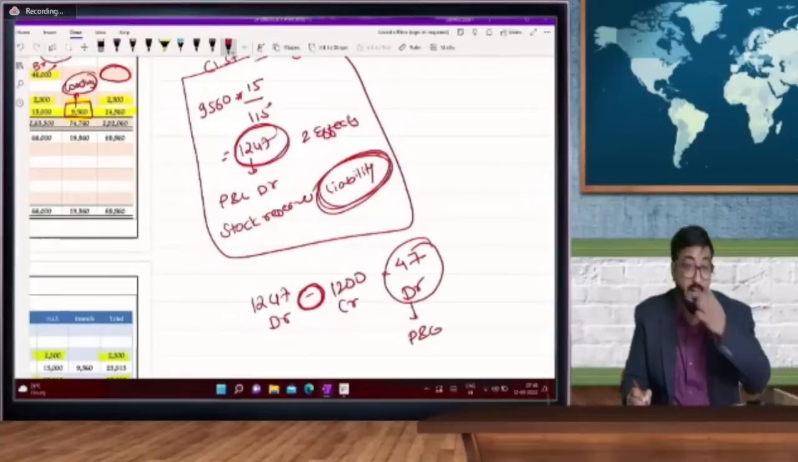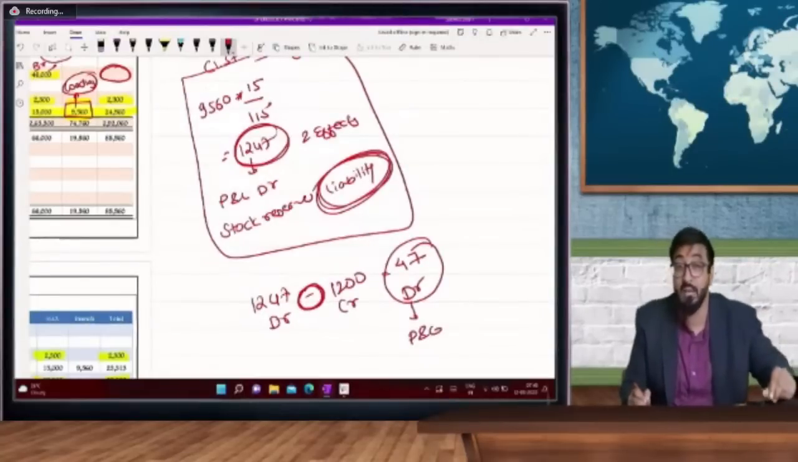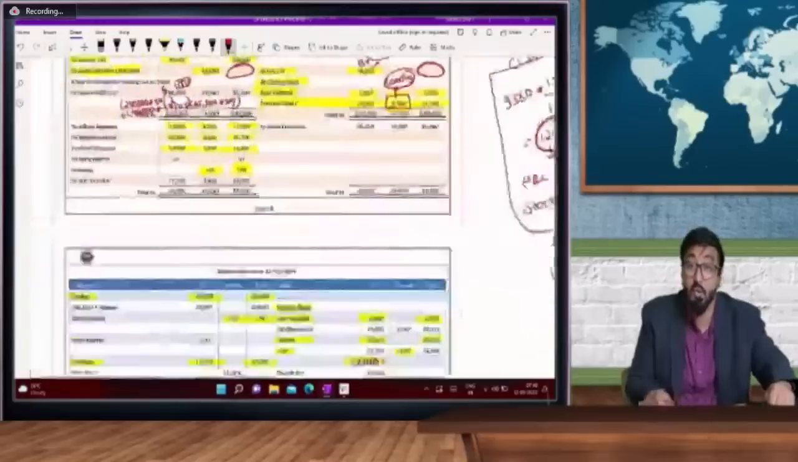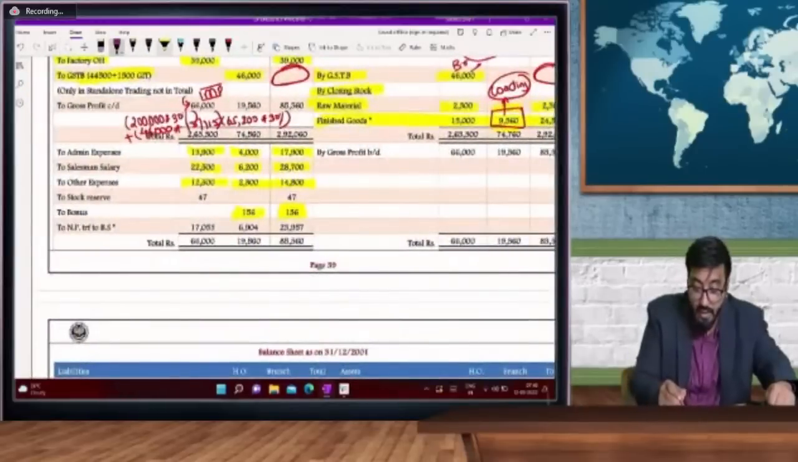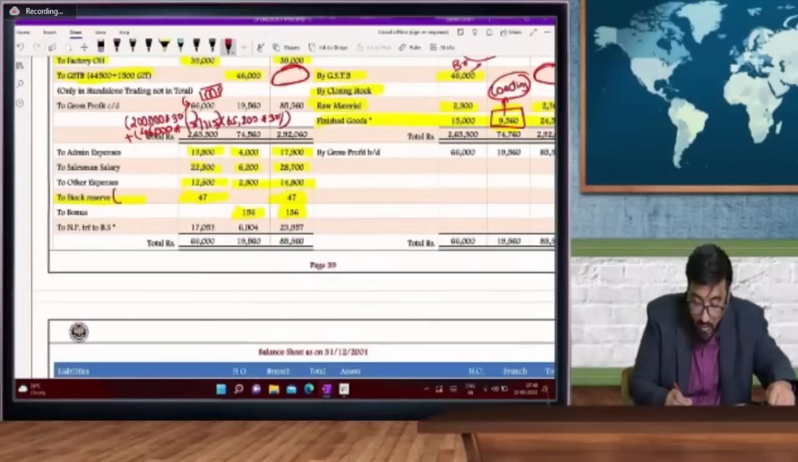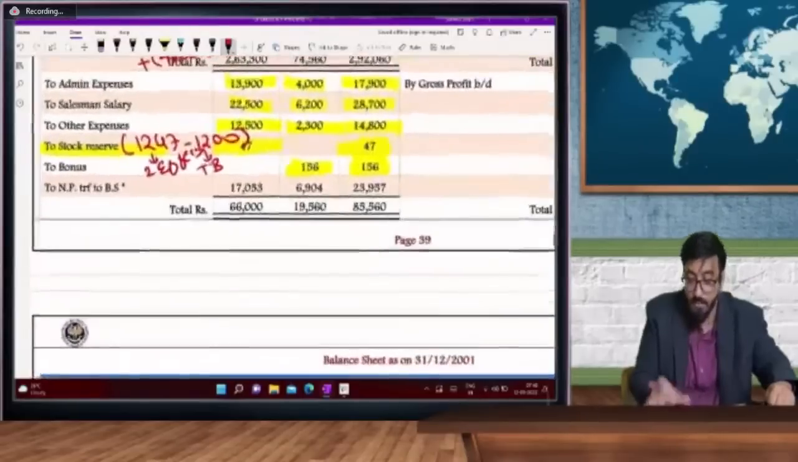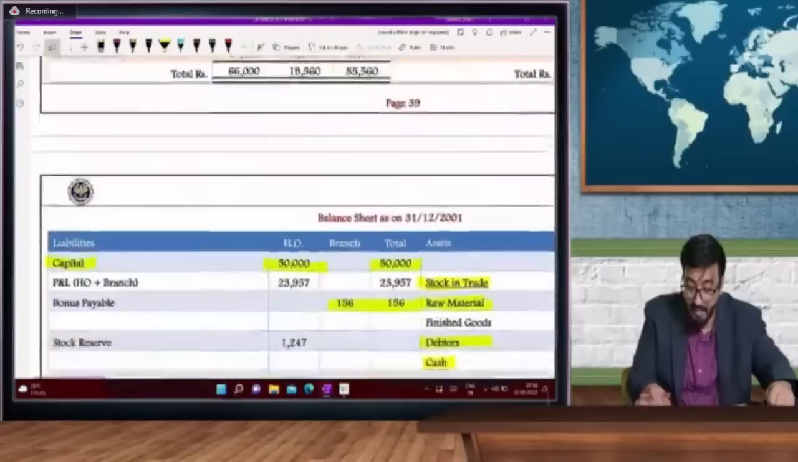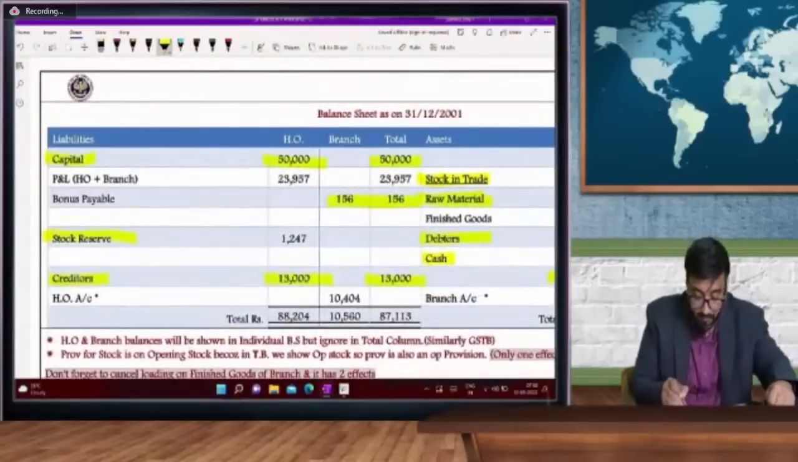So instead of writing 1247 separately and 1200 separately, Swati ji, you merge these two and you directly consider 47. So how did you get this 47? You can write over there. This is 1247 and 1200. 1200 has only one effect. It's a trial balance item. And 1247 has two effects, 1247 second effect, stock reserve.